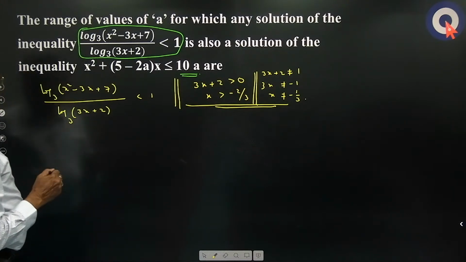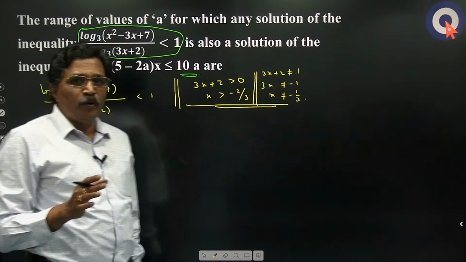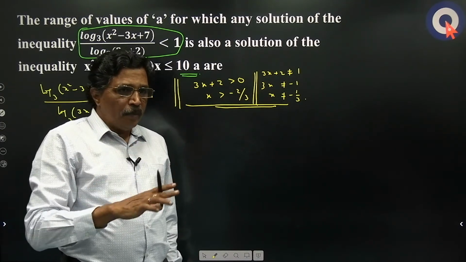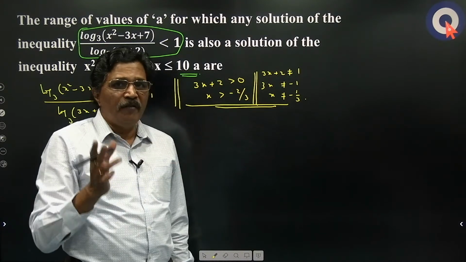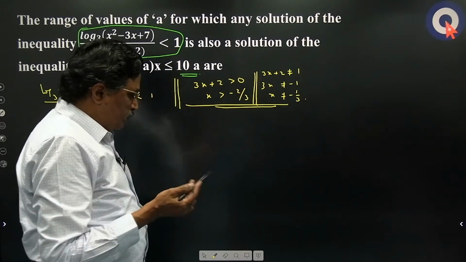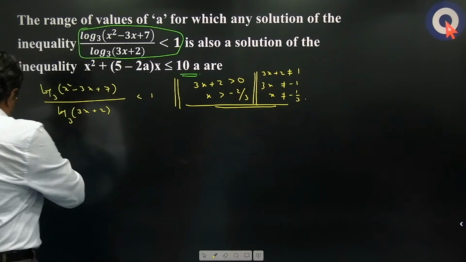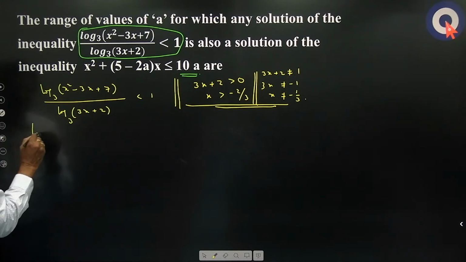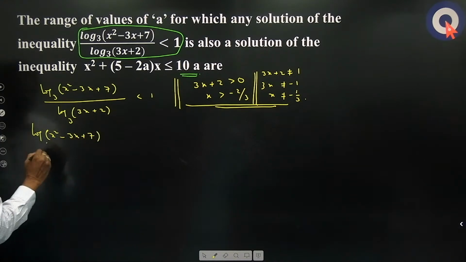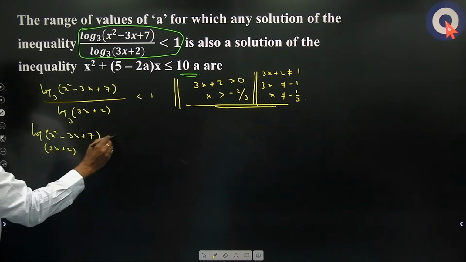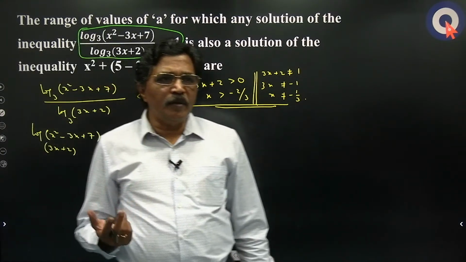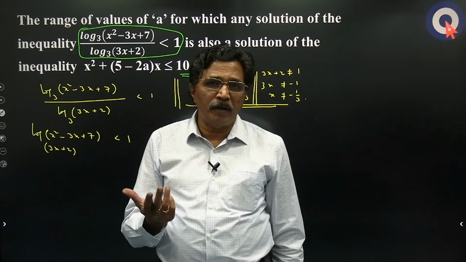So keeping that in mind, it will be a great habit for students, when an inequality or an equation is given, without making any changes to the given equation or inequality, to first write this and then start with the solving. So this is log of x square minus 3x plus 7 to the base 3x plus 2 less than 1. Now you have two cases, when the base of the logarithm is lying between 0 and 1 and when the base of the logarithm is greater than 1.